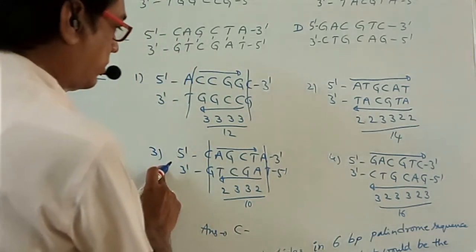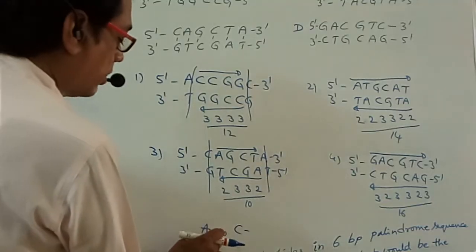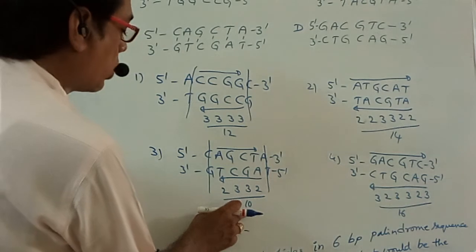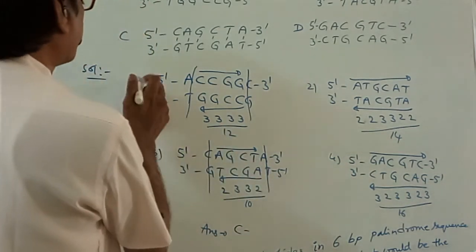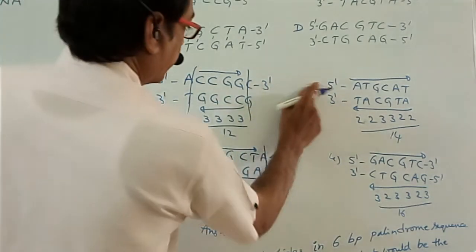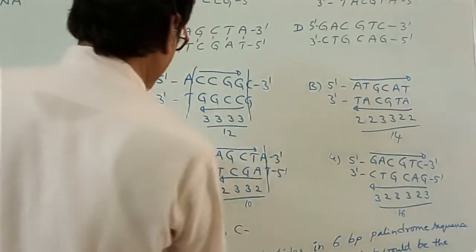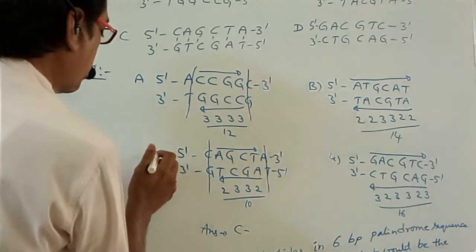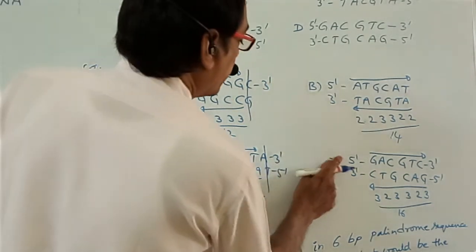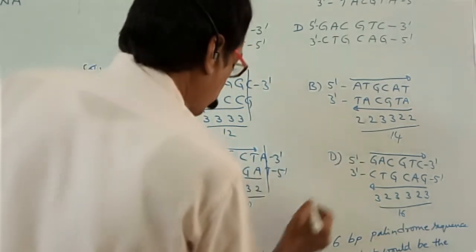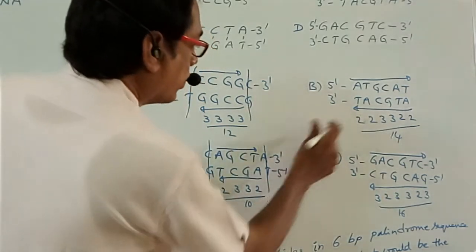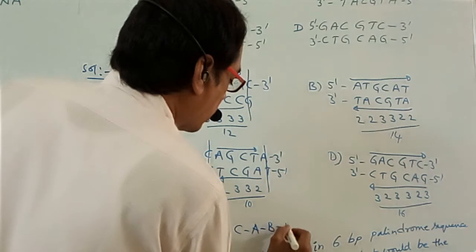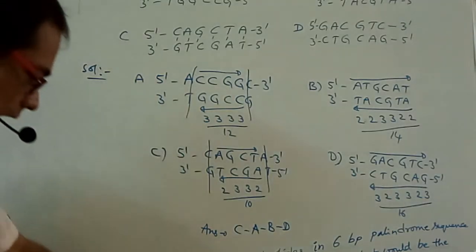Next one, C, right. Say 10 hydrogen bonds are present, C. Next one, 12. 12 means this one is the B option, this is the A option, this one is the D option. Okay, C, A, B, and lastly D.